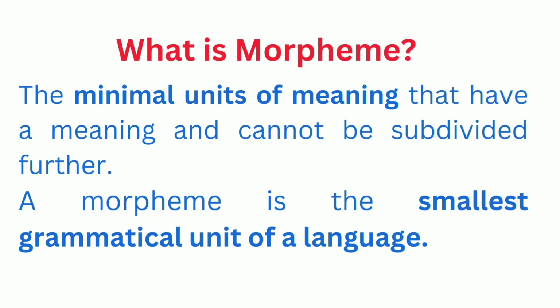What is morpheme? It is the minimal unit of meaning that has a meaning and cannot be subdivided. A morpheme is the smallest grammatical unit of the language, just like in phonology we have phoneme, the smallest unit of sound.